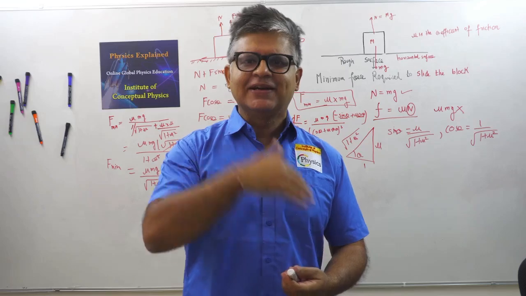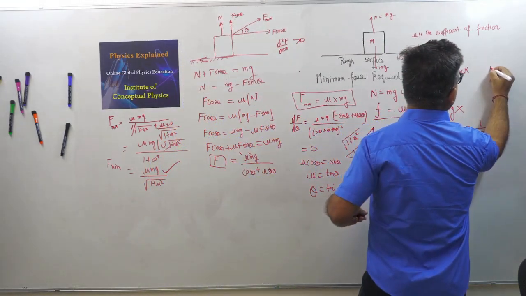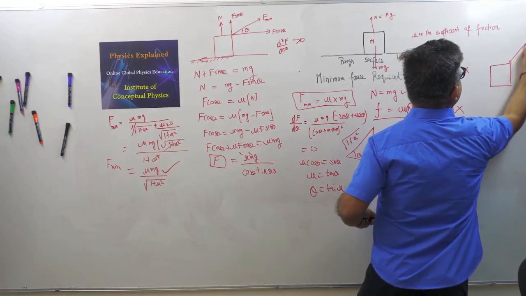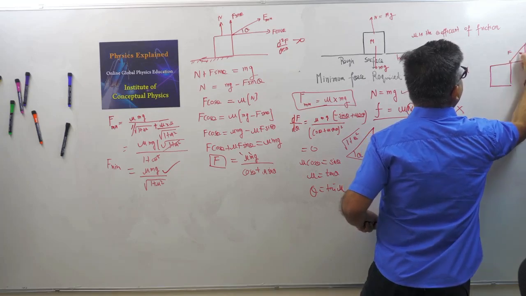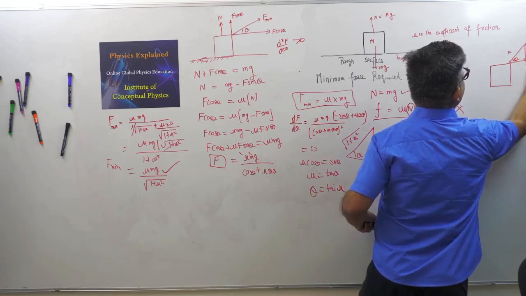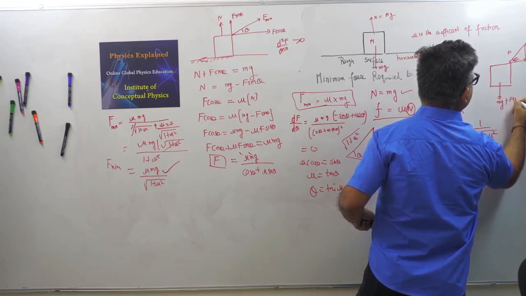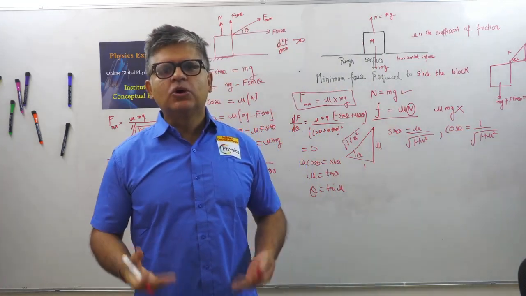If I press it downward, so let's say my block is lying here. If I press it like this, my downward force is this. So this is my F, let's say this is theta, so this is F sine theta. So mg plus F sine theta will become equal to the normal reaction. The normal reaction will go up.